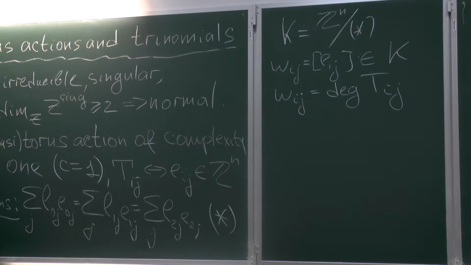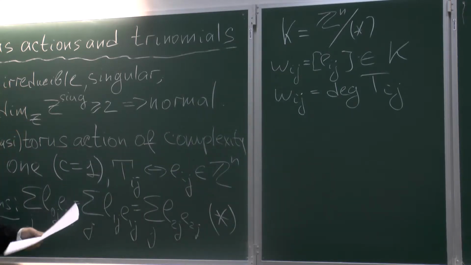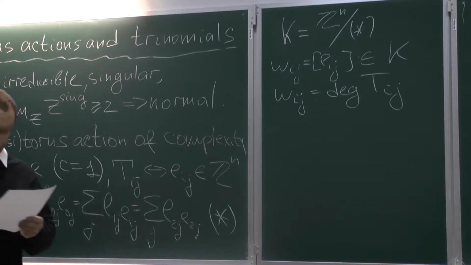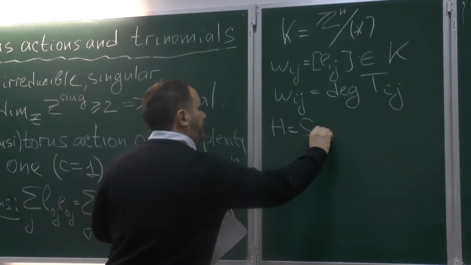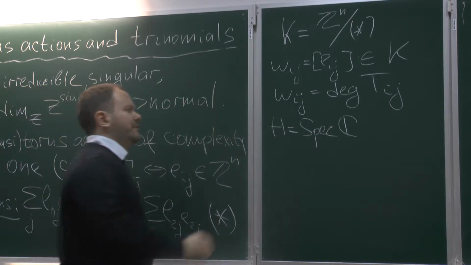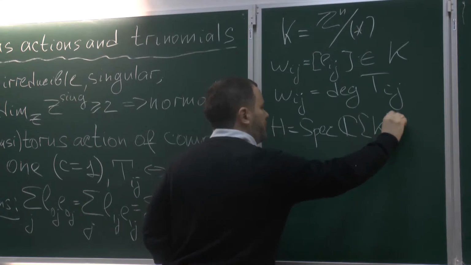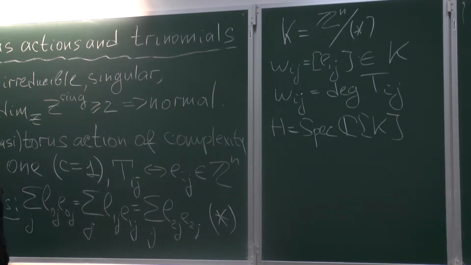So I would like to consider grading of this, the algebra of regular functions on the hypersurface, in such a way that this is somehow the maximal possible grading under which my polynomial is homogeneous. So I consider the spectrum of the group algebra related to this finitely generated abelian group K.